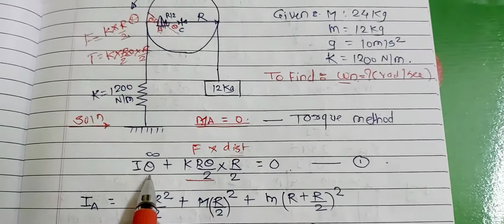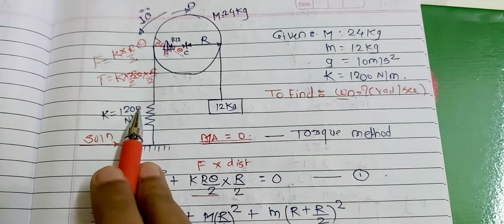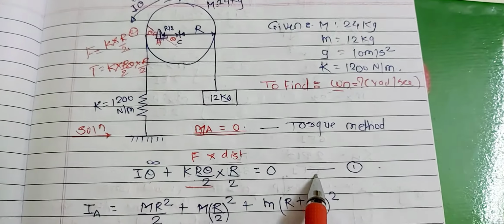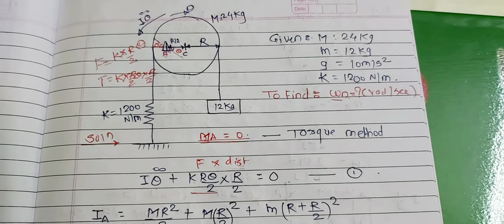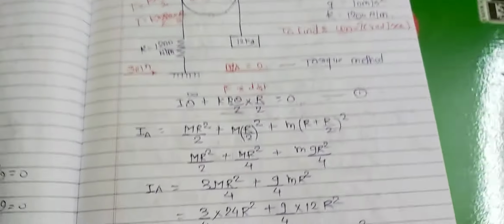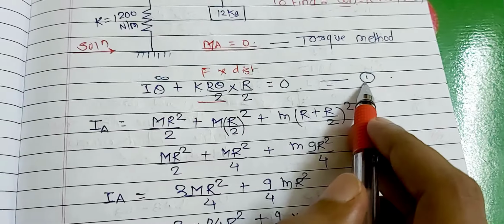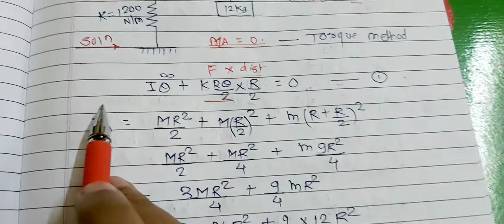So what is the expression? I theta double dot plus the torque due to this spring is equal to 0. Nothing else in this system, because we have found only two forces, and we are equating these to 0. From this equation we will get expression number one. After that, what is our task?